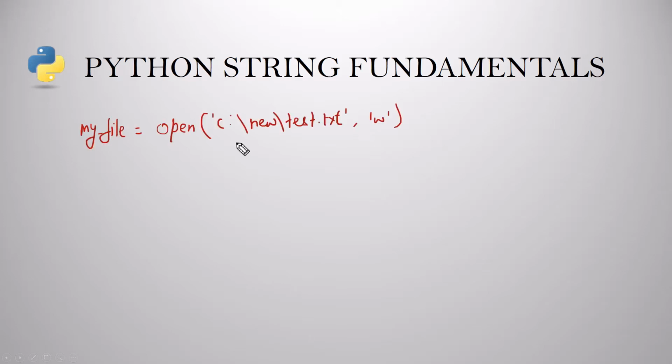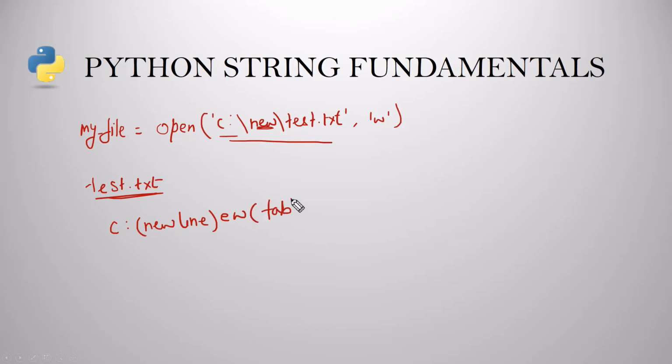So here they think this will open a file named test.txt which is in the folder new under C drive. But how Python looks at this is completely different. Python looks at this as a C, new line, then EW, then tab, est.txt.